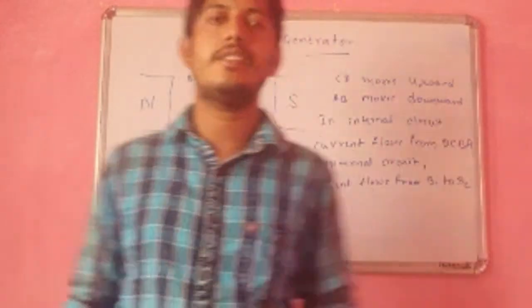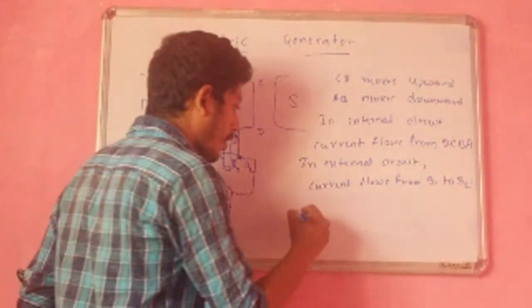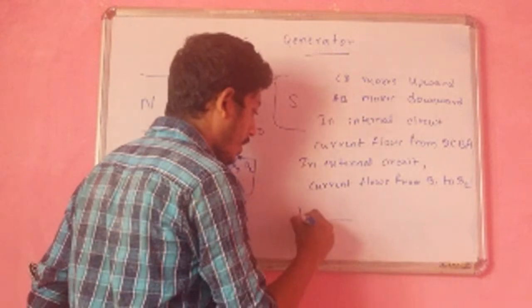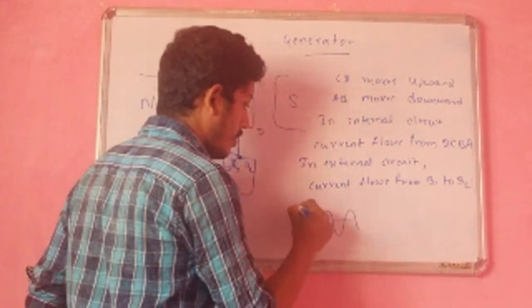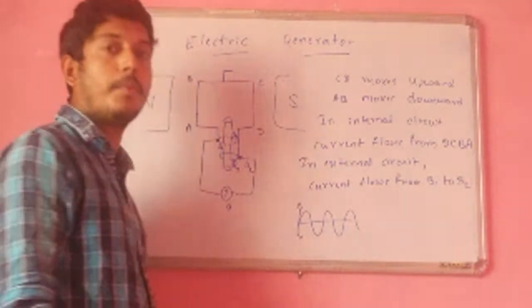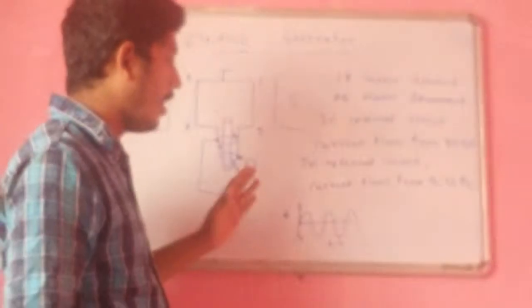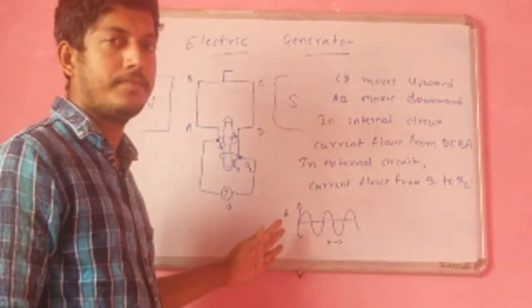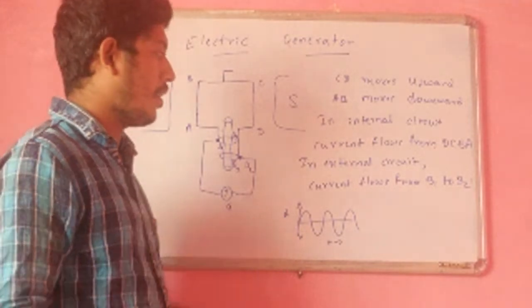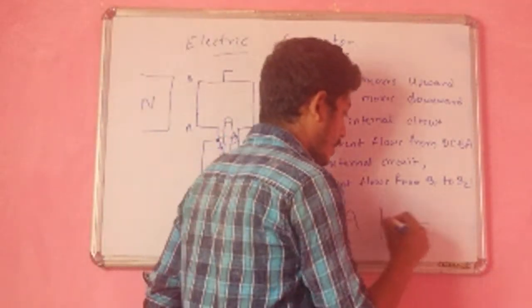So alternating changes the direction, and the graphical representation of alternating current is like this. This is the distance traveled and this is the time taken. If you consider, then the graph is like this. For DC, the graph is like this.